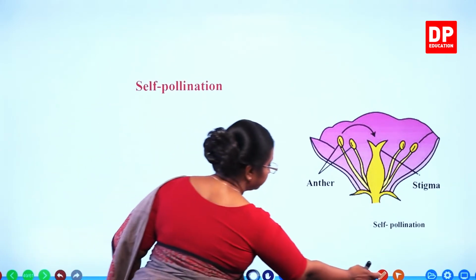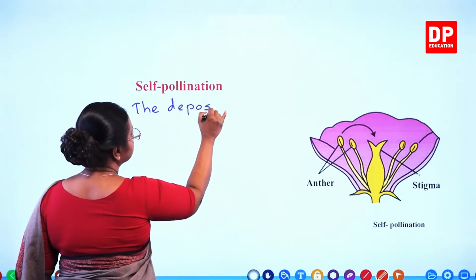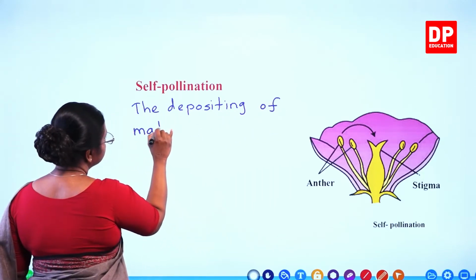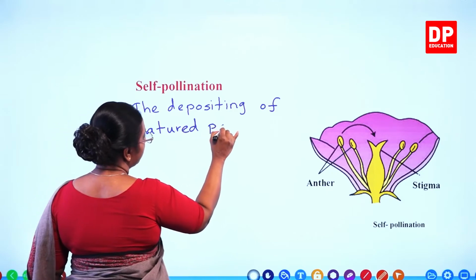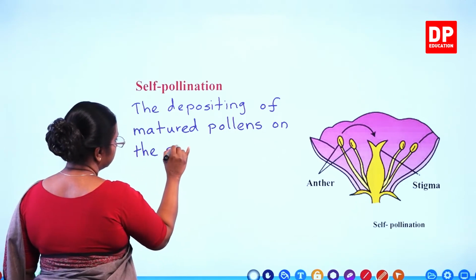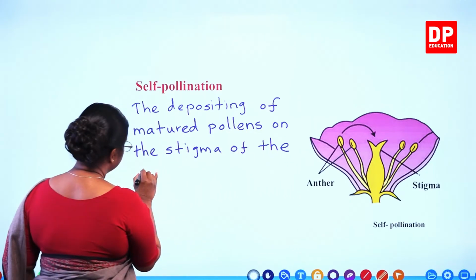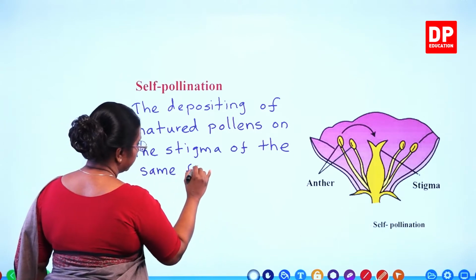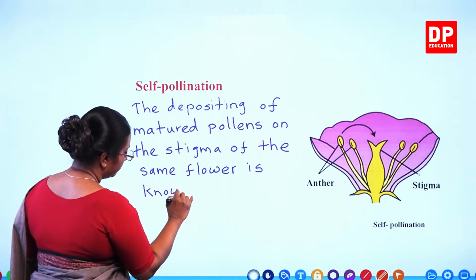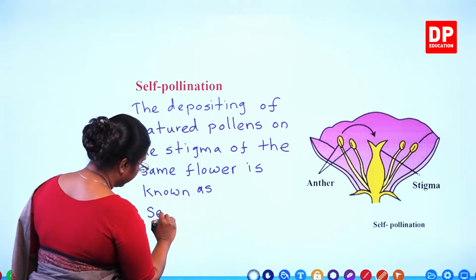If we write that, the depositing of matured pollens on the stigma of the same flower is known as self-pollination.